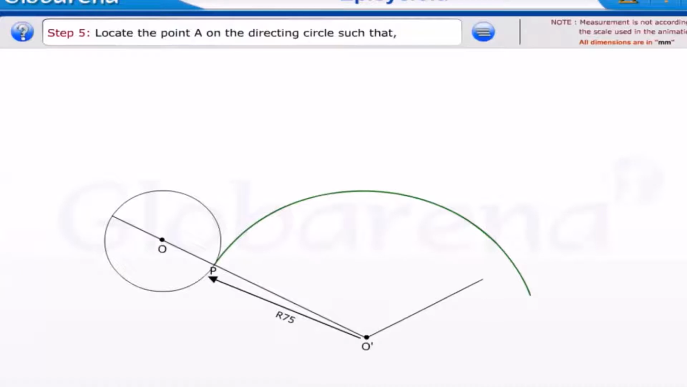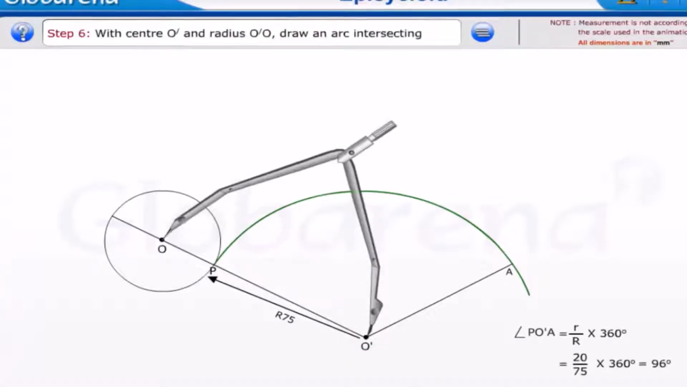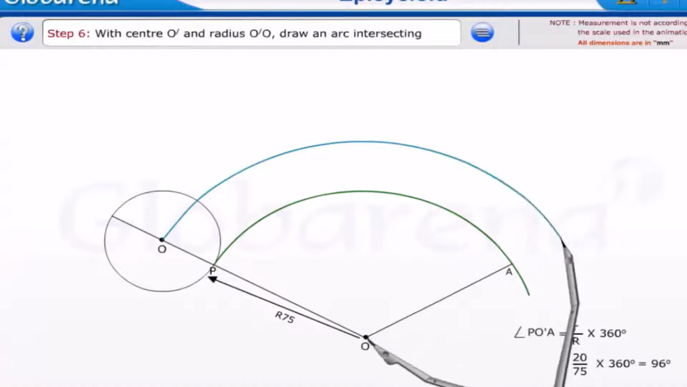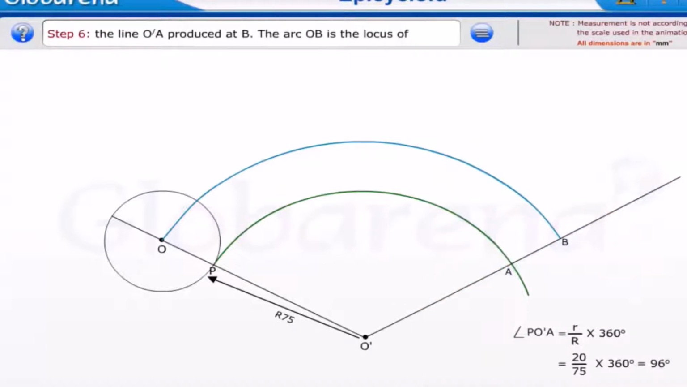Locate the point A on the directing circle such that the arc length PA is equal to the circumference of the generating circle. With center O' and radius O'O, draw an arc intersecting the line O'A produced at B. The arc OB is the locus of the center of the generating circle.